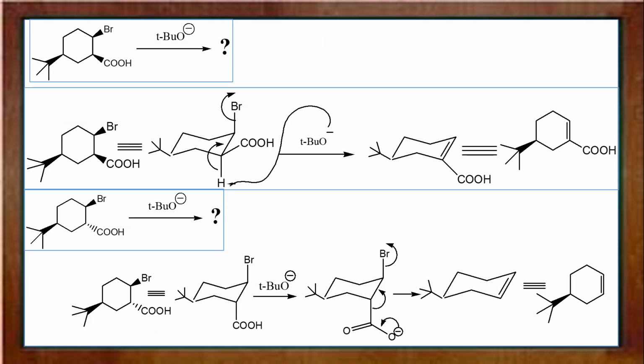I have given two stereoisomers which are undergoing elimination here. So I have given the elimination reactions of two stereoisomers with the base tertiary butoxide, and these two stereoisomers undergo elimination with the same base in two different ways to give two different products.